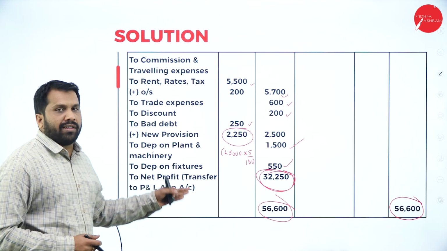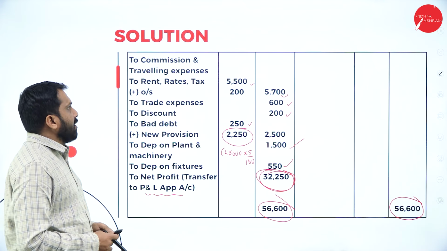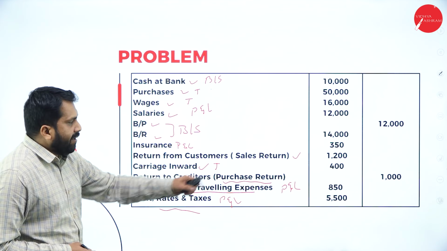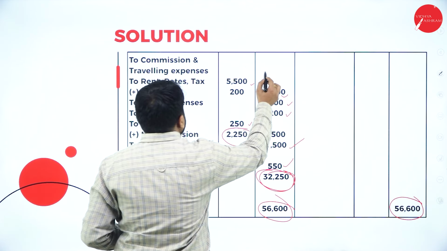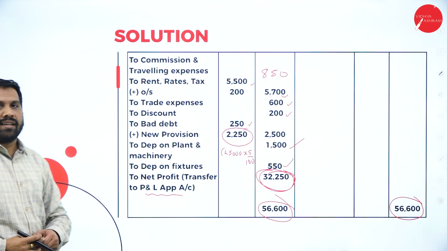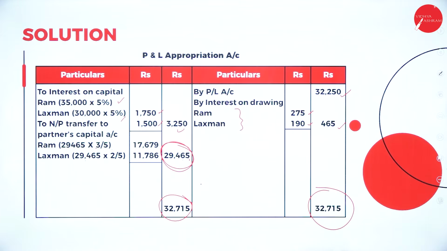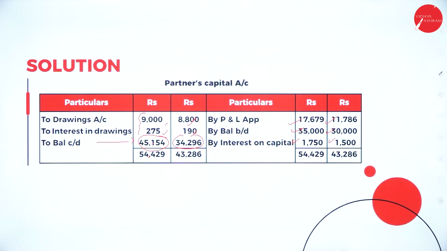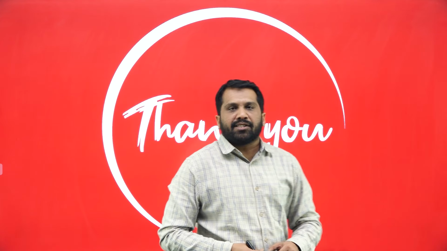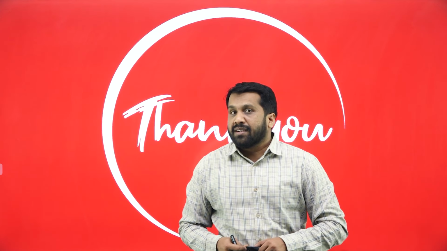So in this, we have all the expenses. Your commission and traveling expenses, I'll show you. What is the commission and traveling expenses? 850. Your commission and traveling expenses are 850. While totaling, you have to consider your P&L appropriation account, partners capital, balance sheet. Yes. So this is what your final accounts of partnership firm are.